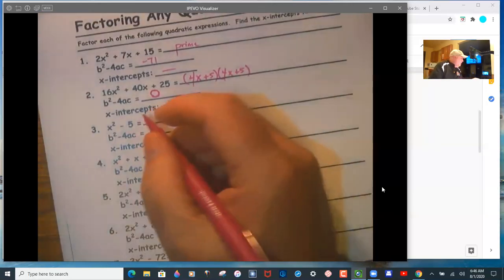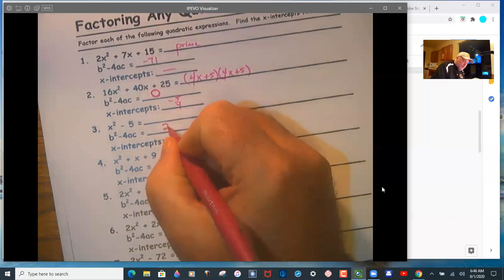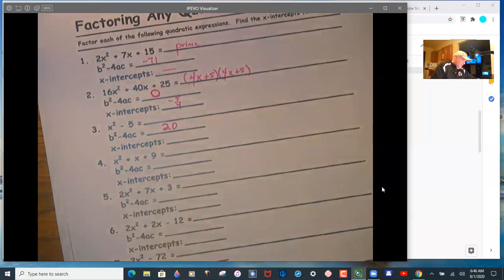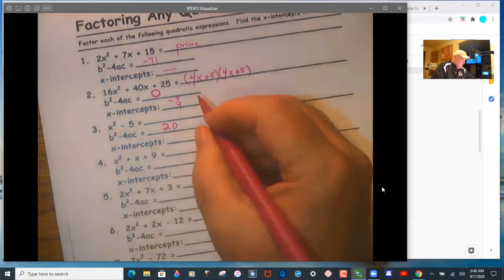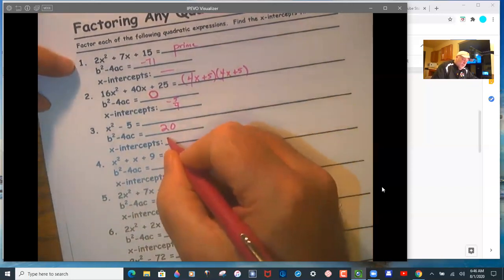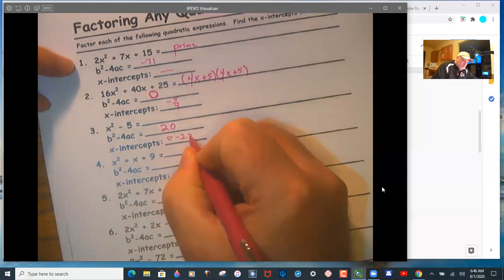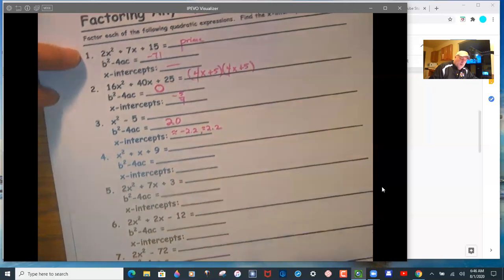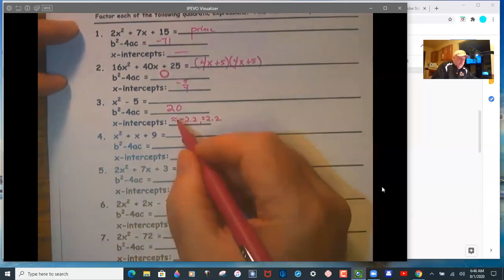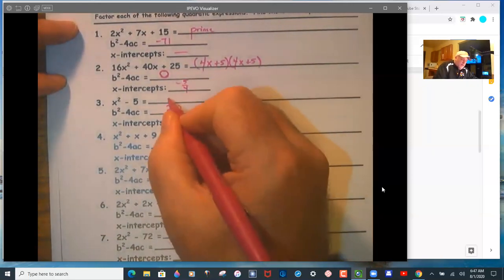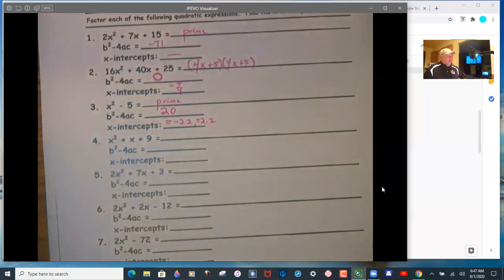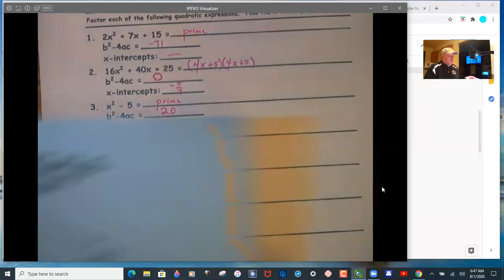Okay, so here we get 20, and the x-intercepts are going to be not nice, -2.2 and 2.2. This is not a perfect square. We can't take the square root of that. So again, we have prime. This is this case right here. Irrational roots.